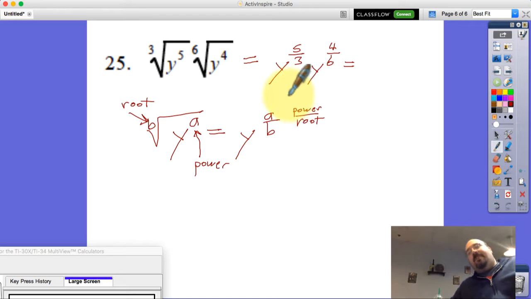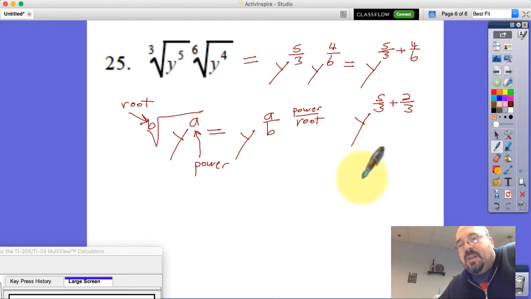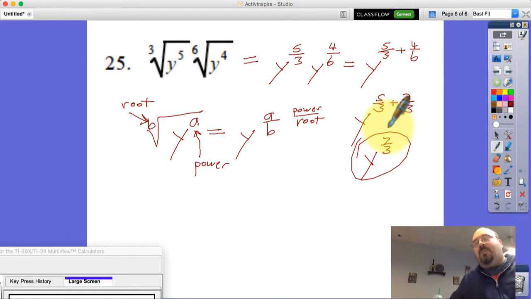Okay, now the next step after that, I'm going to multiply the variables. And when you multiply variables, you do it by adding the exponents. So this is going to be y, and then I'm going to take 5/3 plus 4/6. Okay, and actually that can be reduced. Except I guess I don't want, no, I do want to, because that'll give me a common denominator. So I'm going to multiply these by adding the exponents. So I get 2/3 here, and then that gives me y to the 7/3. And that's how I want my final answer to be.